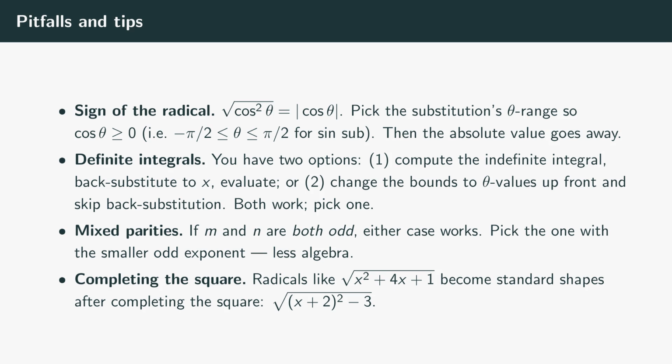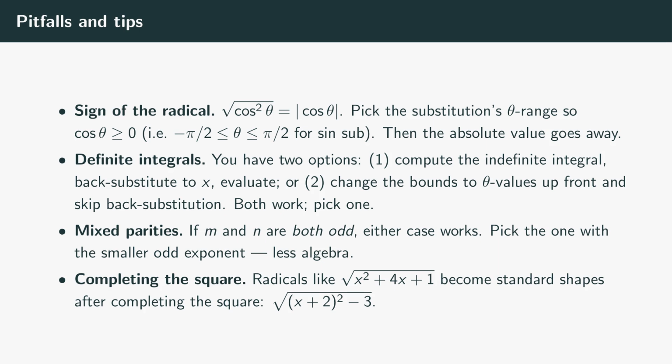Either compute the indefinite antiderivative, back substitute to x, and evaluate at the original bounds. Or transform the bounds when you substitute. If x goes from 0 to 2 and x equals 2 sine theta, then theta goes from 0 to pi over 2, and you skip back substitution entirely. Pick whichever is cleaner for your problem.